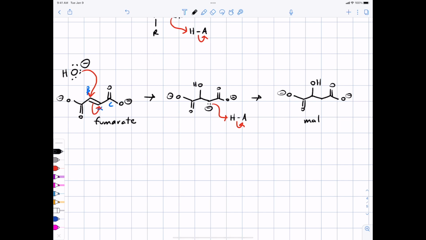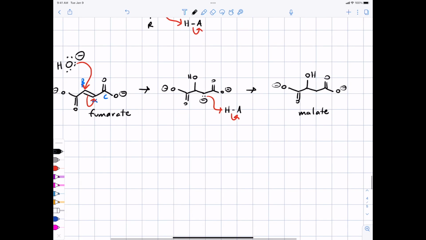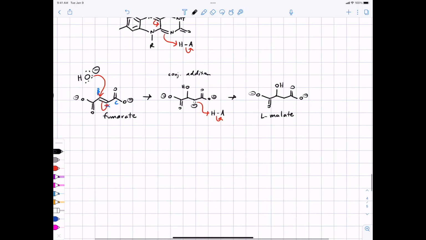This intermediate is called malate. It's sometimes called L-malate because the stereochemistry is L, whatever that means. Still named using the L and D system. I don't really care that you know what the correct stereochemistry is. This is just a conjugate addition reaction. The enzyme that catalyzes this process is called fumarase.